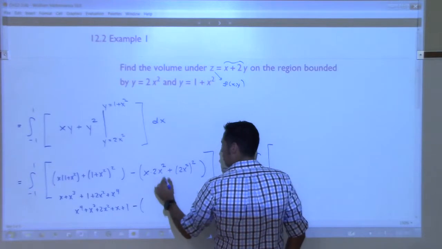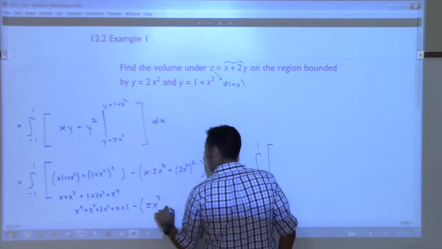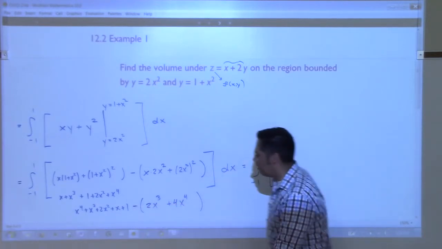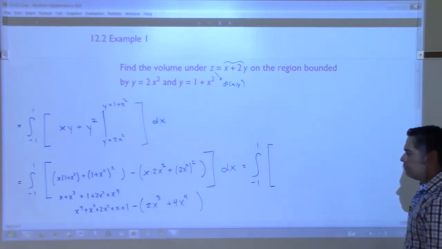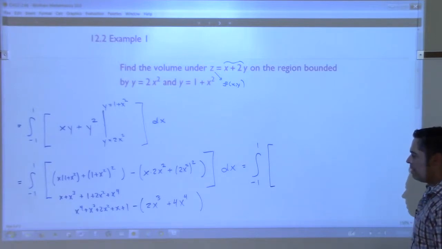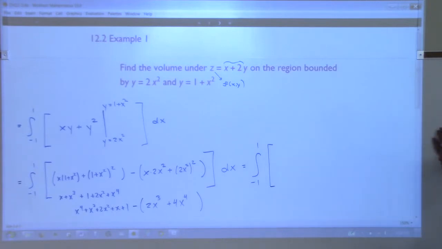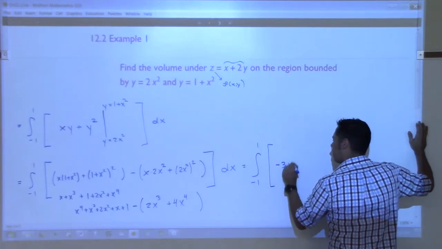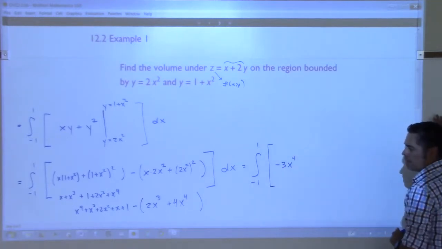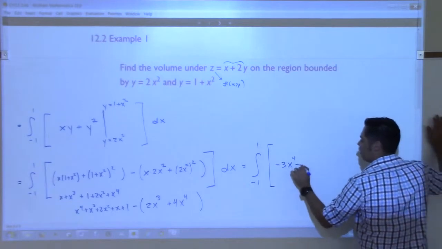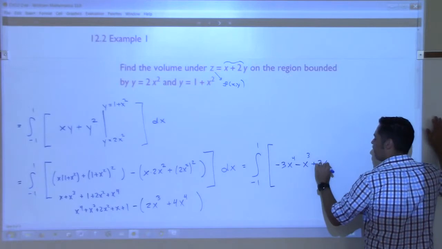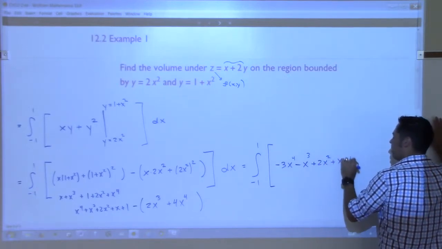So minus, what do we get in here? 2x cubed plus 4x to the 4th. And then I'm going to subtract those from there, right? Nothing cancels out all the way, but I do get some combination. So how many x to the 4ths do I have? Negative 3x to the 4th, minus x cubed, plus 2x squared plus x plus 1. Is everyone okay with that?